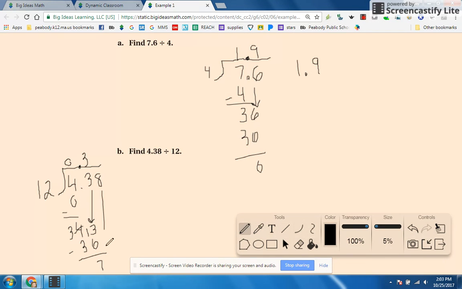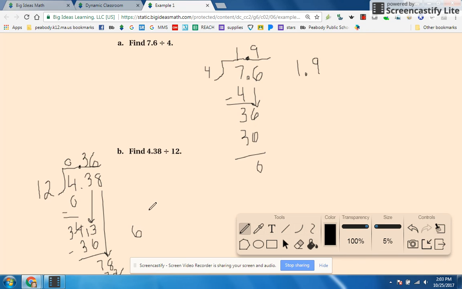Okay. Now I'm going to bring down the next digit. I have 12 into 78. So I have to figure out how many times. So I know 12 times 5 is 60. 12 times 6 is 72. So I'll put a 6 here, which is a 72. Subtract, and I get a remainder of 6.